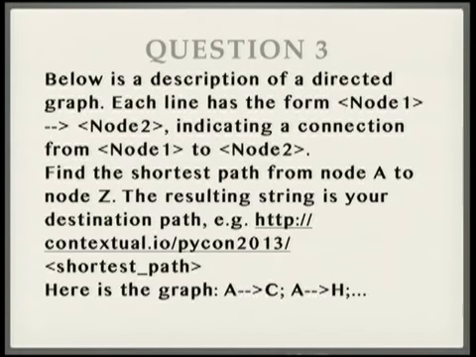Question 3, this was a description of a directed graph, and basically what we did is we had about 40 vertices between nodes, and so you could have written a parser for it, or you could have just written it out on paper, and you had to find the shortest path from node A to node Z, and this was that path.